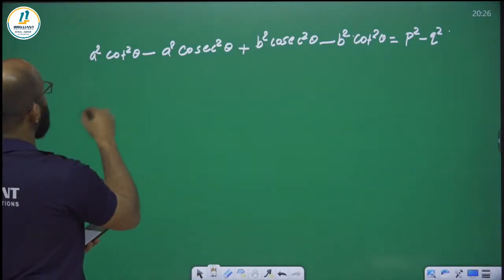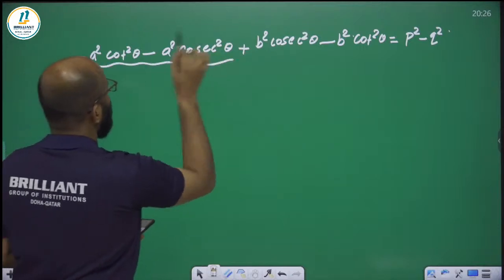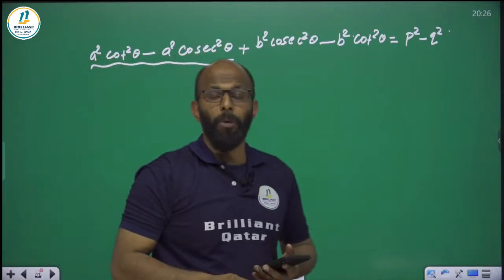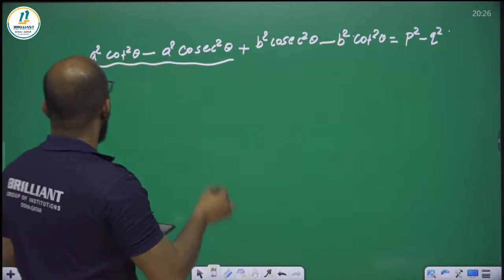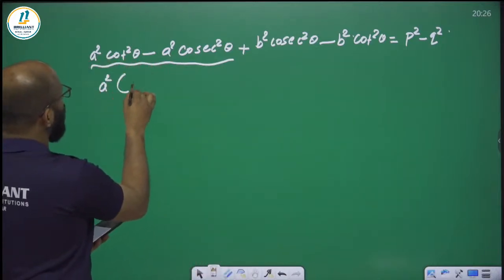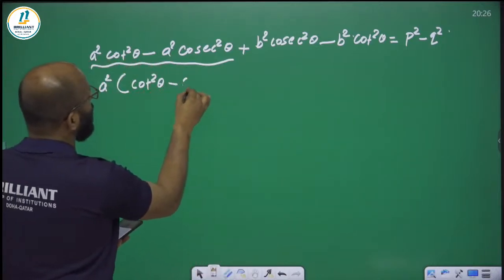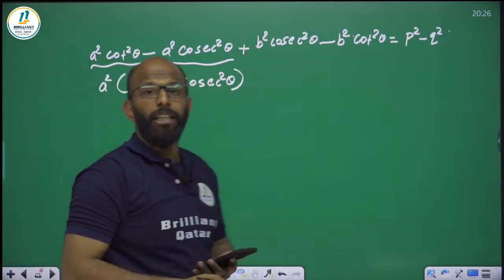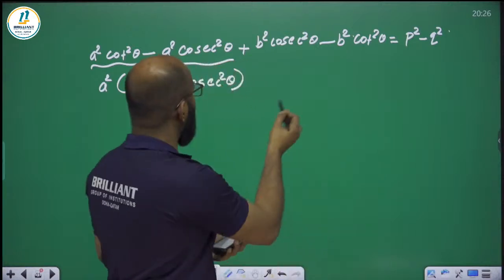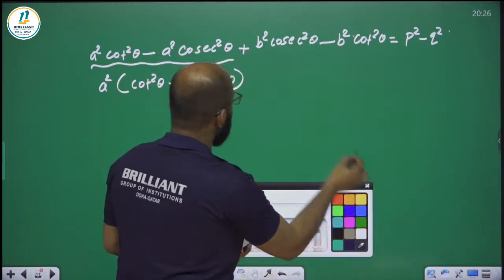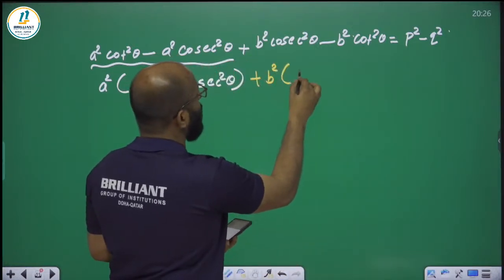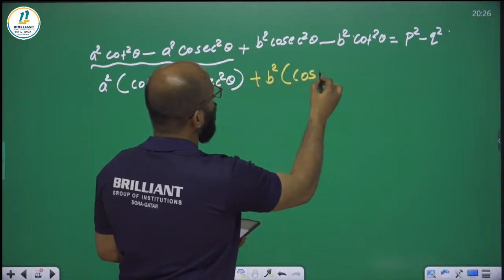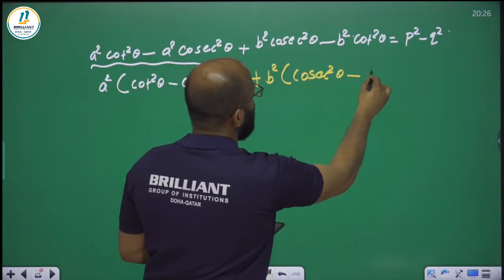Then A square cot square theta. Now from the first two terms, we can take A square common out. When you take A square common out, A square into cot square theta minus cosec square theta. From the second expression we can take B square common out, and we'll get B square into cosec square theta minus cot square theta.